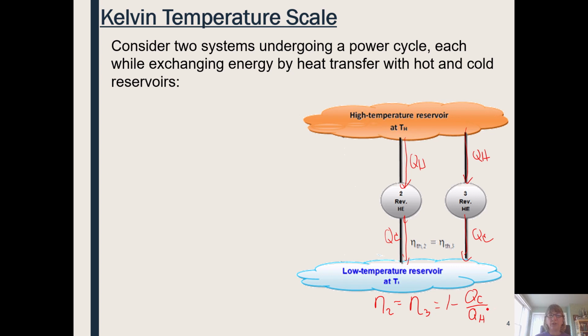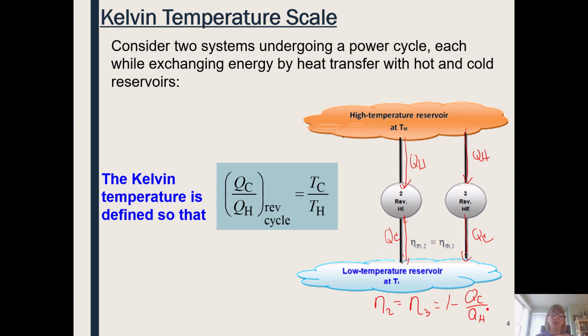And one thing that Lord Kelvin did is he came up with this relationship. As long as we have a reversible cycle, the ratio of heat coming out and heat going in to our reversible cycle is the same as the ratio of the two temperatures of our high and low temperature reservoirs. Keep in mind that this must be in Kelvin temperatures. It has to be in Kelvin temperatures.